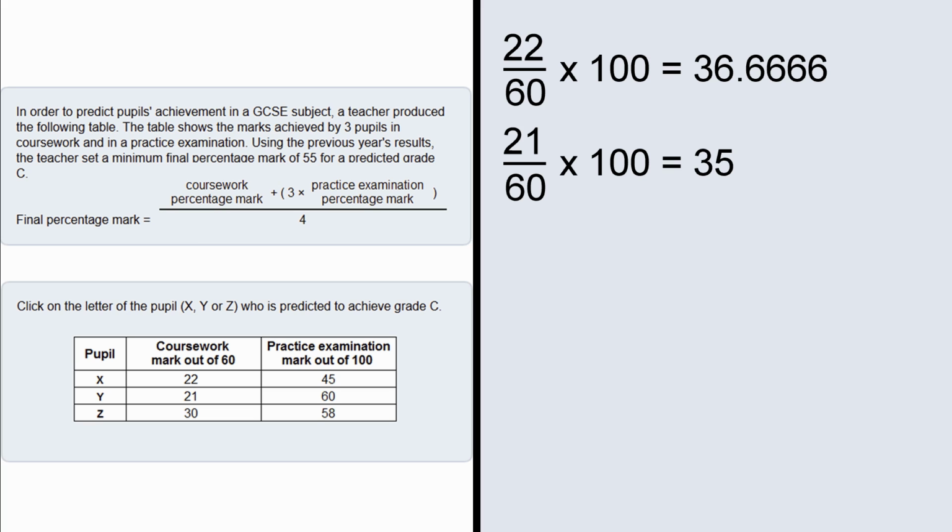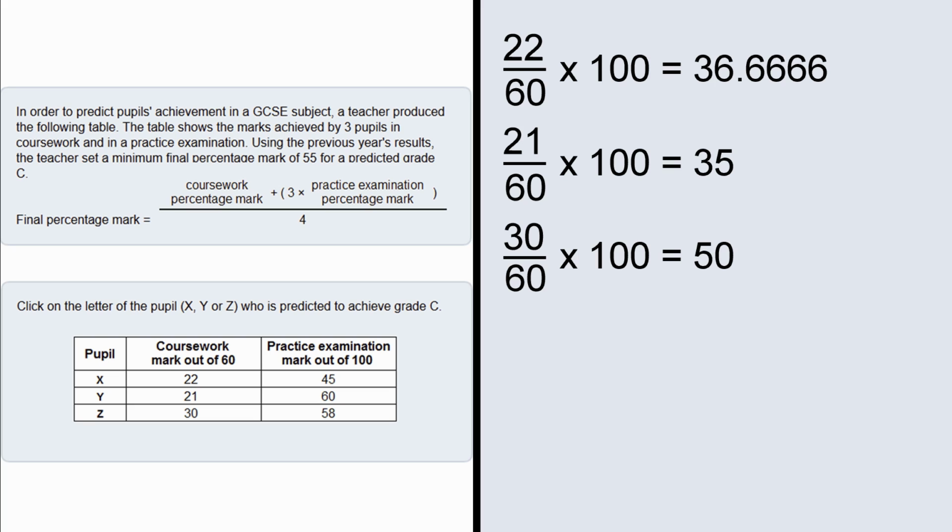And with pupil Z doing the same thing, 30 divided by 60, multiplying that by 100, we get 50%. Now when we have a look at the practice examination mark, we are actually given that these are out of 100. So these are in fact percentages anyway, because 45 out of 100 is 45%, etc. So what we need to do now is input these marks into the formula.